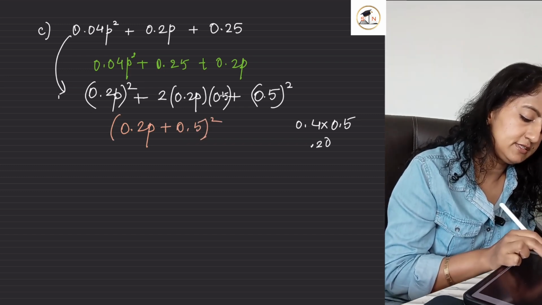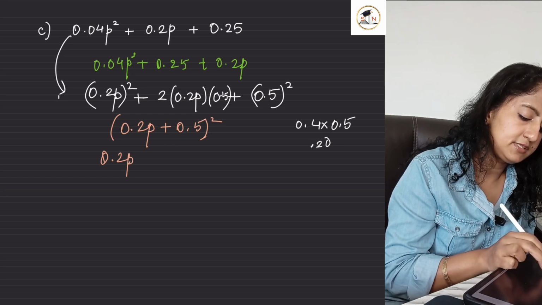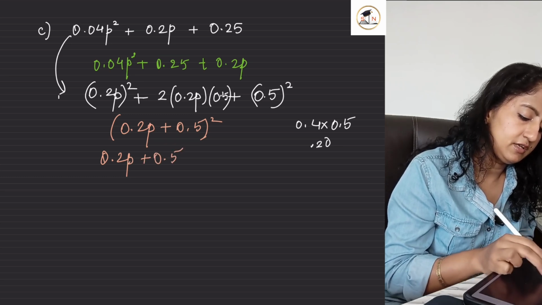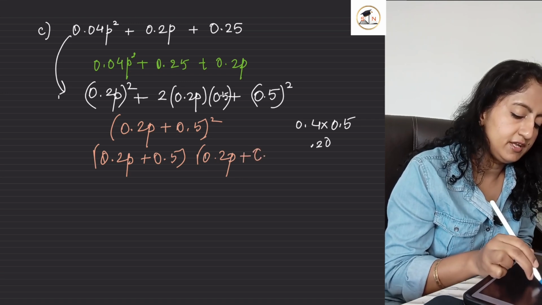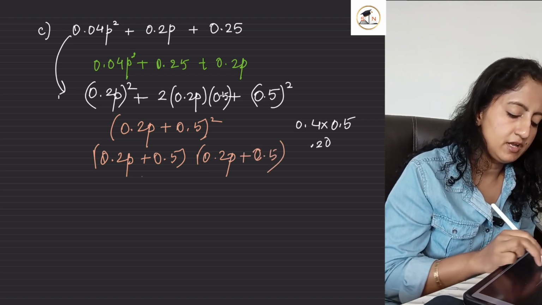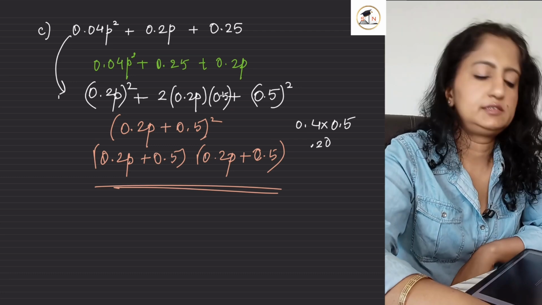Now making the factors, 0.2 p plus 0.5, 0.2 p plus 0.5. And here we ended the question after making the factors.